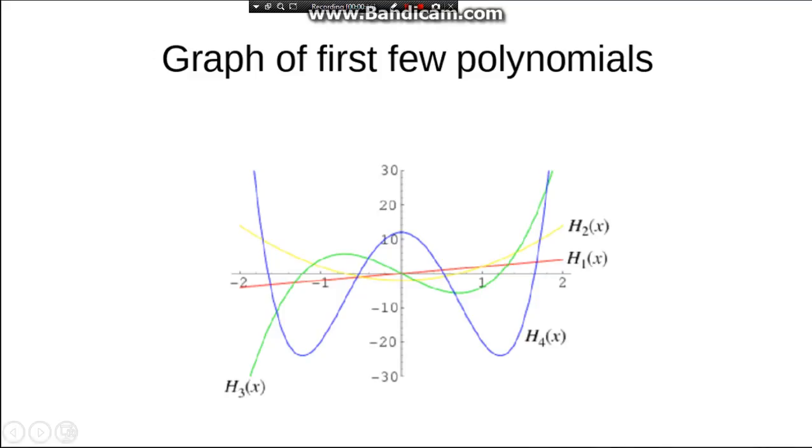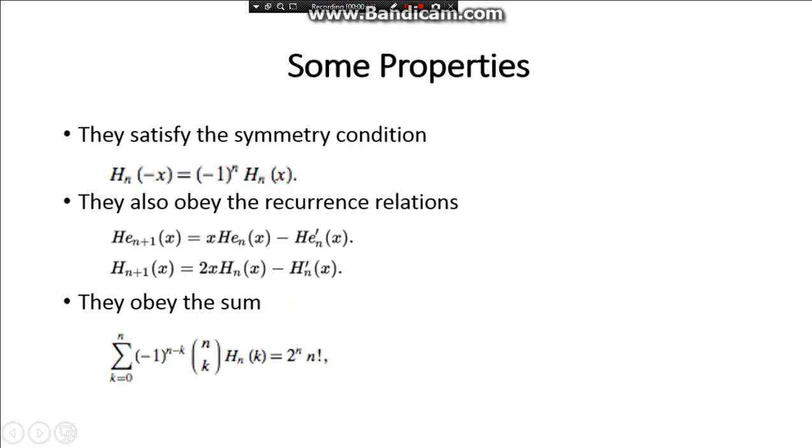Now let's look at a few properties of Hermite polynomials. The very first property we come across is the symmetry condition, which states that the nth Hermite polynomial of minus x is equal to (-1)^n times the nth Hermite polynomial of x. The second property is that they obey the recurrence relations given below. The (n+1)th Hermite polynomial of x is equal to x times the nth Hermite polynomial of x minus the derivative of the nth Hermite polynomial of x.